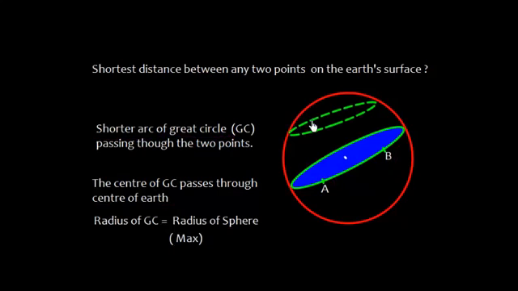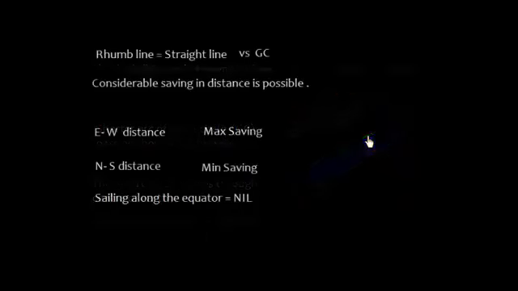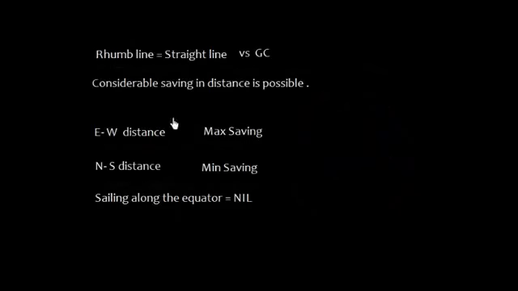It should be noted that if this is a small circle, then this small circle is having a different radius, which is smaller than the radius of the great circle, which is passing through the center of Earth. Hence, we can say that the shortest possible distance is the great circle distance on the Earth.